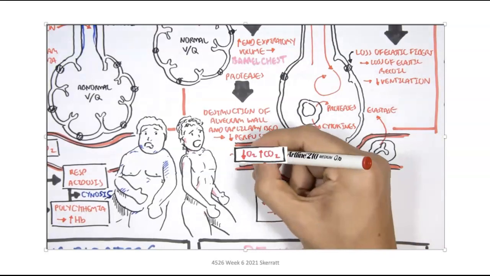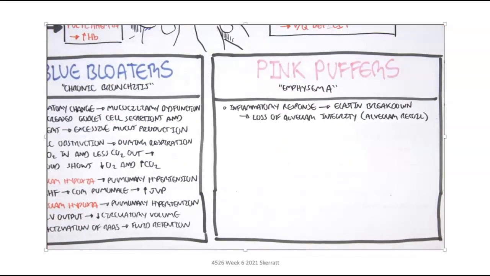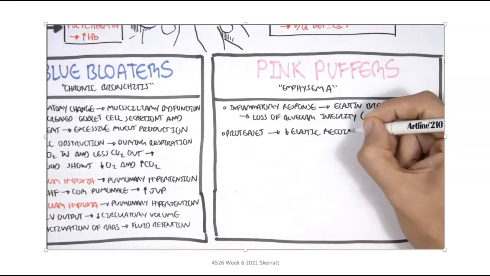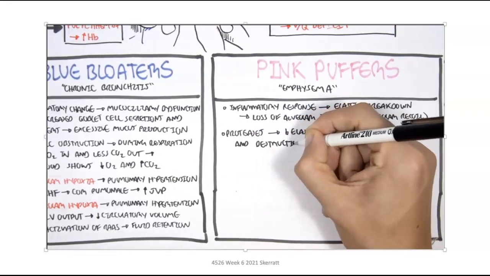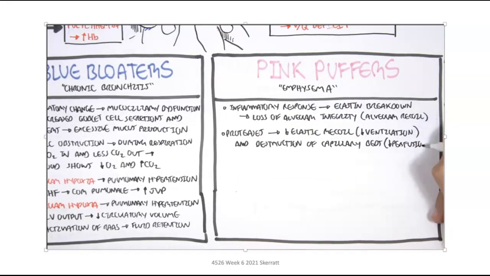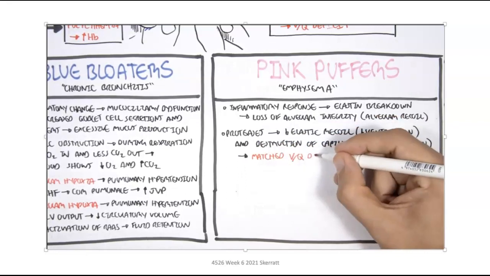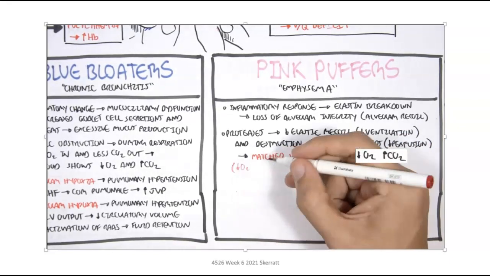So recapping what we just drew on the diagram, the proteases released by macrophages and neutrophils damage the elastic fibers, leading to decrease in elastic recoil, which means a decrease in ventilation. The proteases also destroy capillary beds, which means a decrease in perfusion. Decrease in ventilation and perfusion means we have a matched VQ deficit. As a result of this VQ matched deficit, we get hypoxemia and hypercapnia. I think that's how you say it.